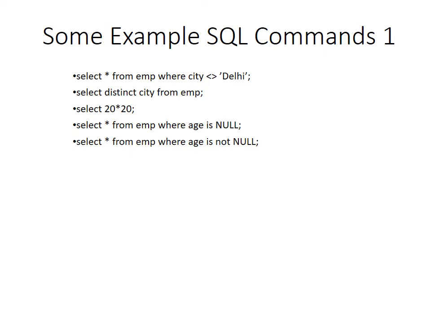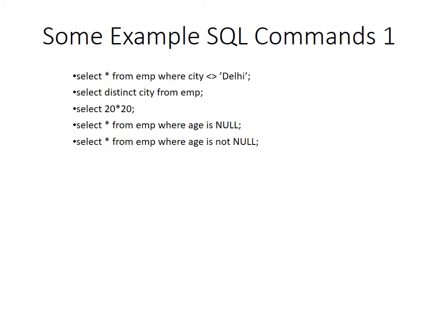Some other examples of SQL commands. Select star from EMP where city not equal to Delhi. Check how the not equal to is represented with the help of a greater than and less than sign. Select star from EMP where city not equal to Delhi. Another example, select distinct city from EMP in order to display the unique cities. That means to avoid the repetition of the cities, the word distinct is used.